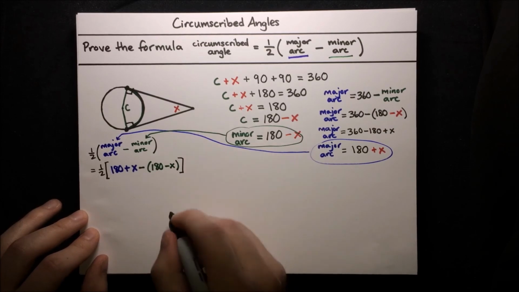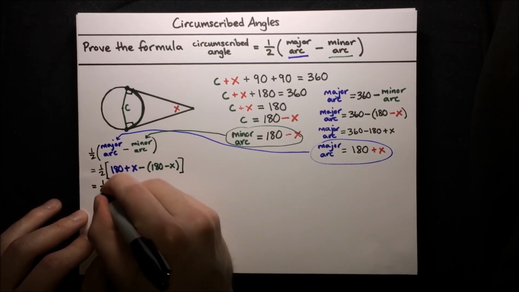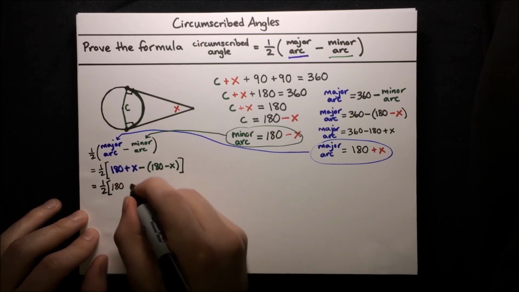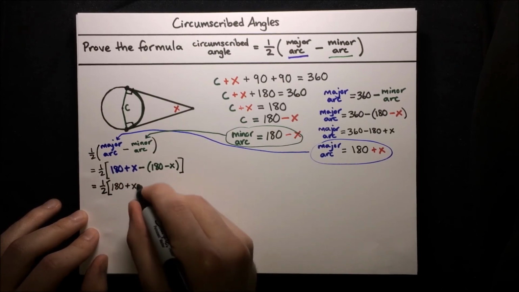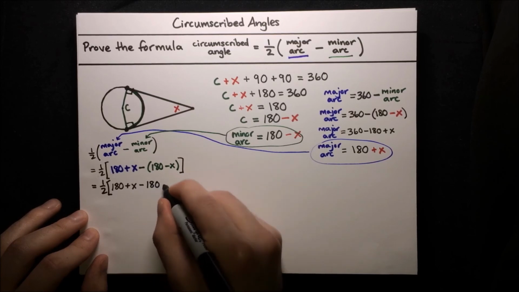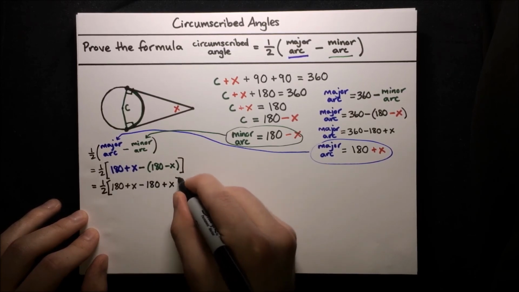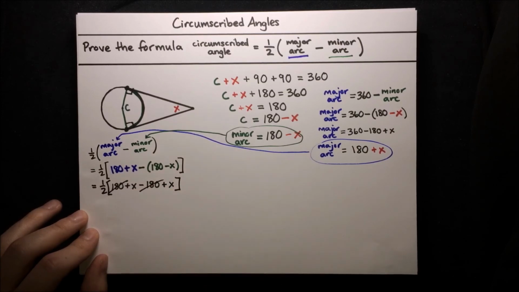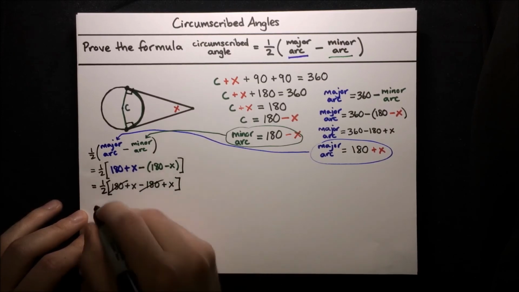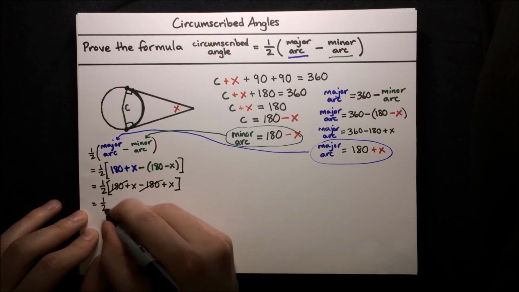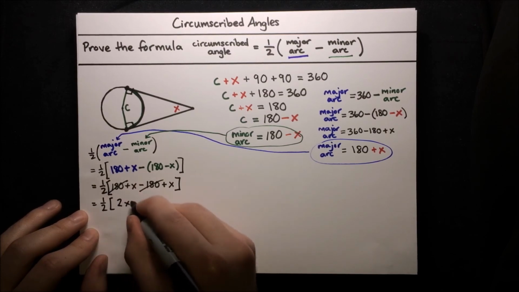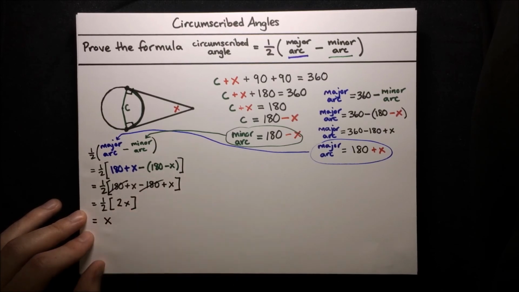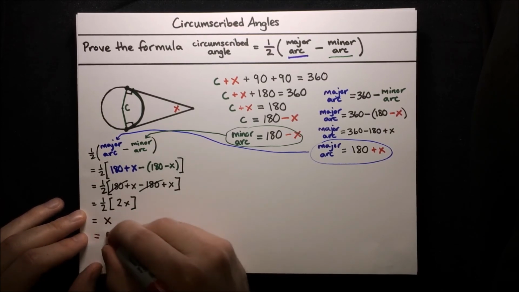And let's go ahead and simplify. So this is equal to 1/2 of 180 plus X, then minus 180, then plus X. Now we see this 180 cancels with this minus 180, and we just have 2x here. So this is equal to 1/2 of 2x. And 1/2 of 2x, well, that's just x. And x is the circumscribed angle.